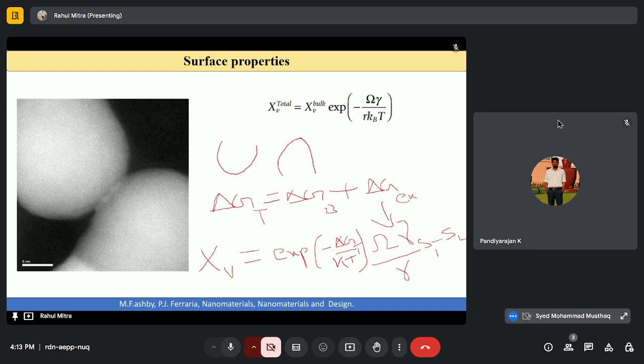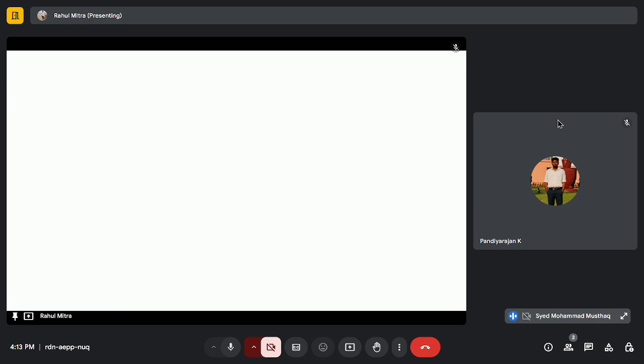So let's go to the next slide. Now we know the relation. Once you know the relation, you can define the mole fraction of vacancies XV as equal to exponential of minus delta G total divided by kT. So this is the relation. Now we know what delta G total is.